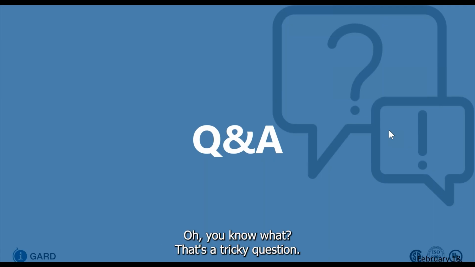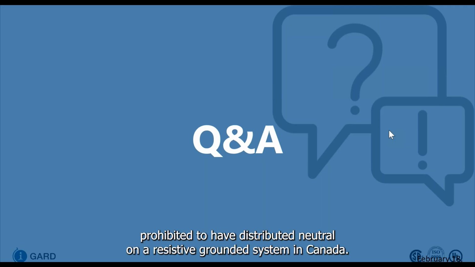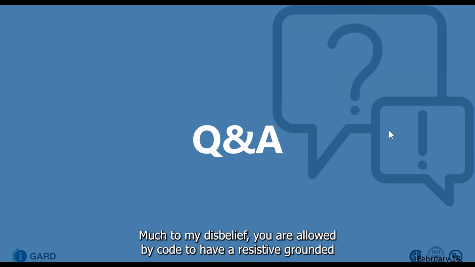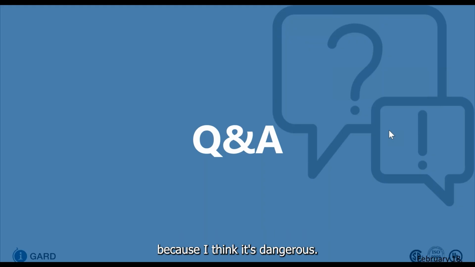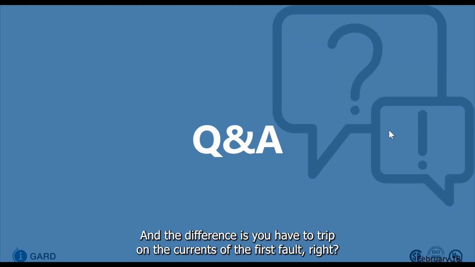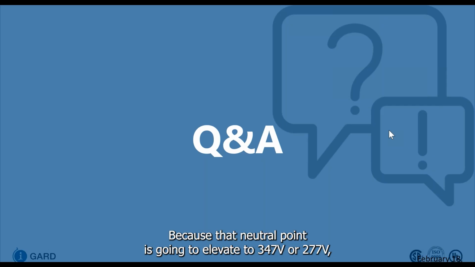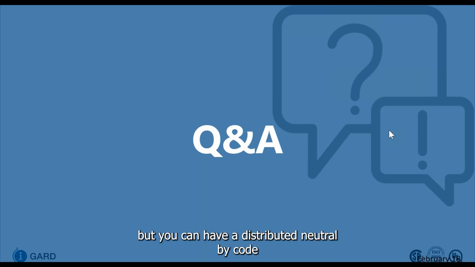Oh, you know what? That's a tricky question. Can you have neutral loads? Okay, in the US, no. It's prohibited to have a distributed neutral on a resistive grounded system. In Canada, much to my disbelief, you are allowed by code. Although I really don't think it's a good idea because I think it's dangerous. The difference is you have to trip on the first fault, right? Because that neutral point is going to elevate to 347 volts or 277 volts, but you can have a distributed neutral by code in Canada if you follow the Canadian Electrical Code.